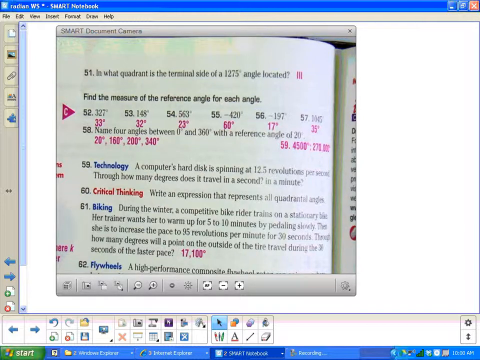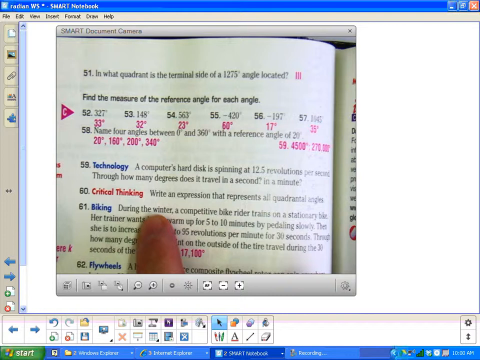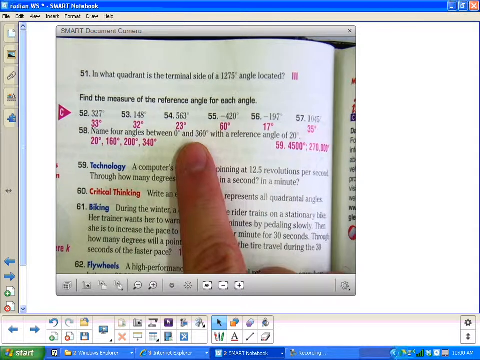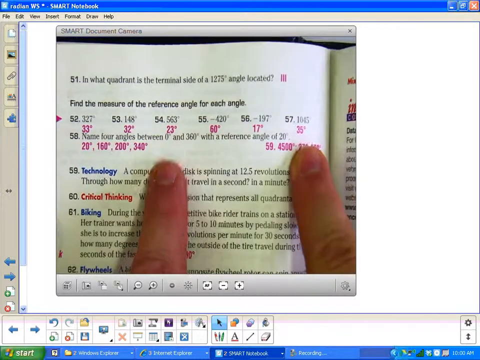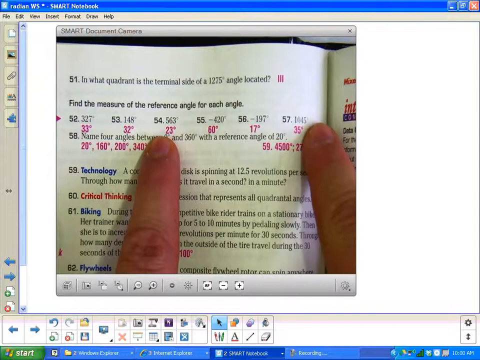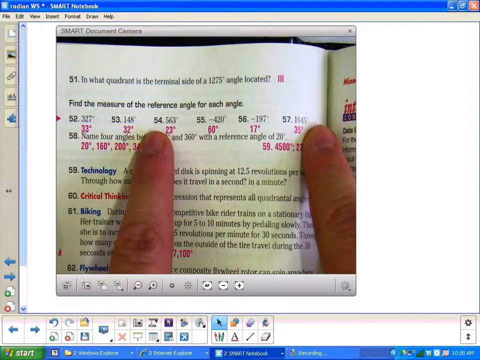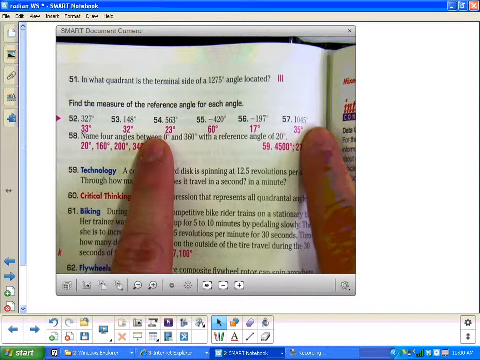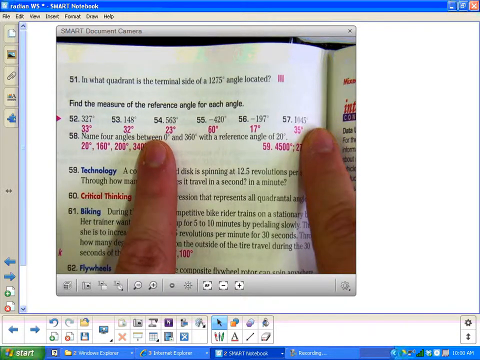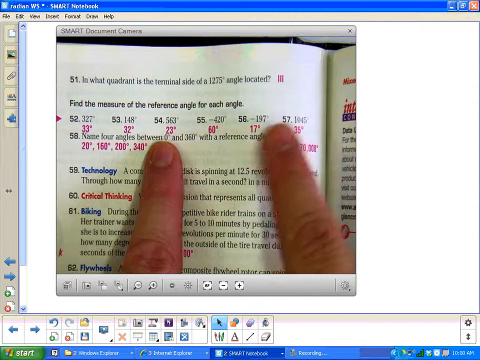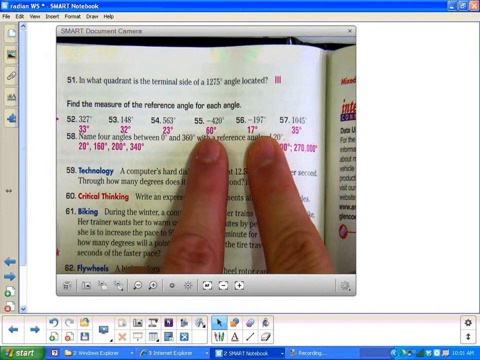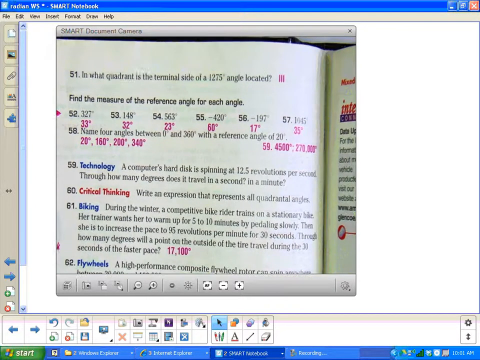Okay. Now, what about some of these like 54 and 57, where you really can't tell what quadrant they're in because they're so big? You're finding a coterminal angle when you subtract 360. So on 54 and 57, and the two negative ones right here, you would add 360 to them a couple of times. You find a coterminal angle, and then you can find the reference angle. All right, question?